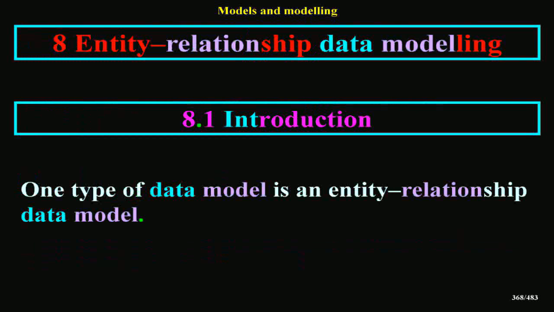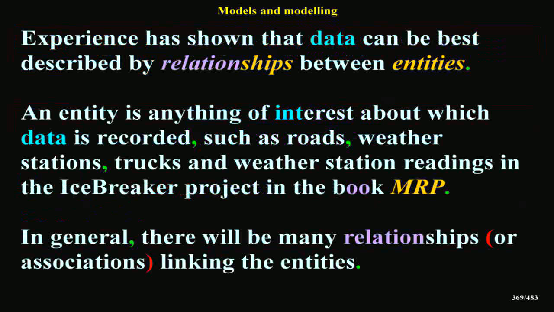8. Entity relationship data modeling. 8.1. Introduction. One type of data model is an entity relationship data model. Experience has shown that data can be best described by relationships between entities. An entity is anything of interest about which data is recorded, such as roads, weather stations, trucks, and weather station readings in the Icebreaker project in the book MRP.